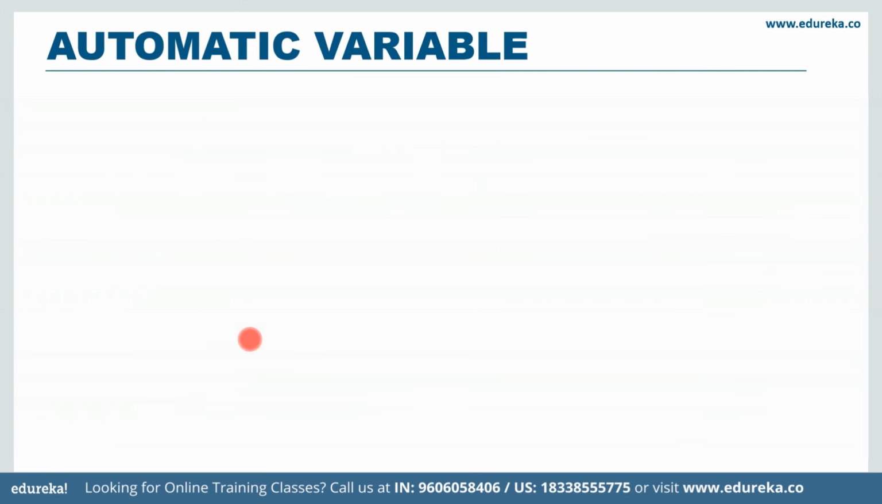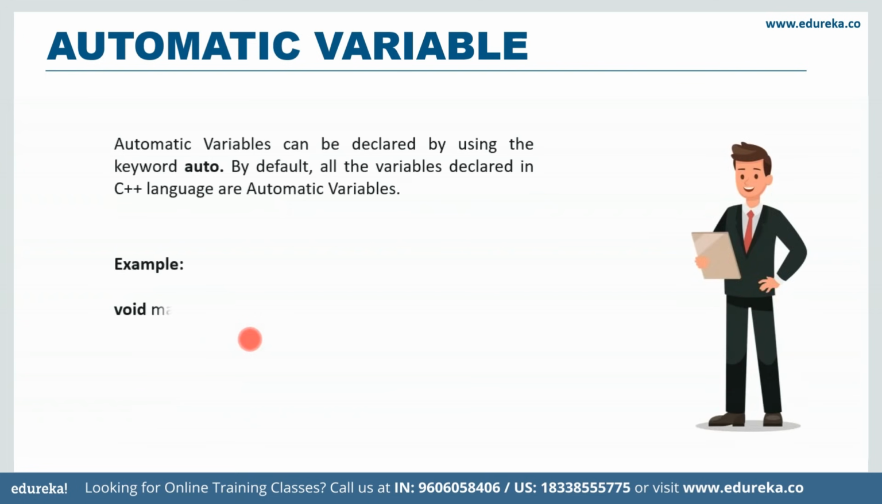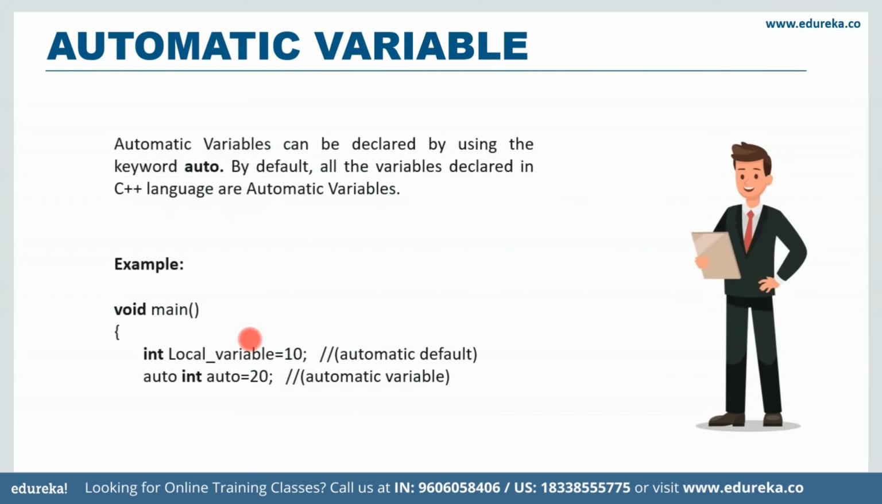Followed by this, we have the automatic variable. The automatic variables can be declared using the keyword auto. By default, all the variables declared in C++ language are automatic.